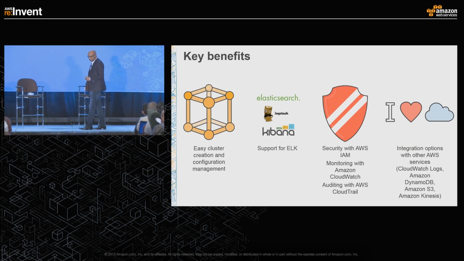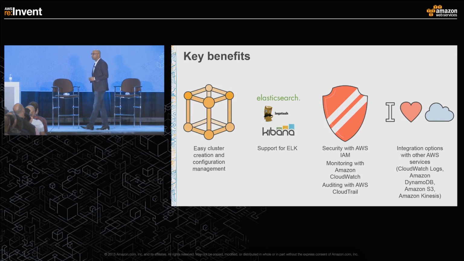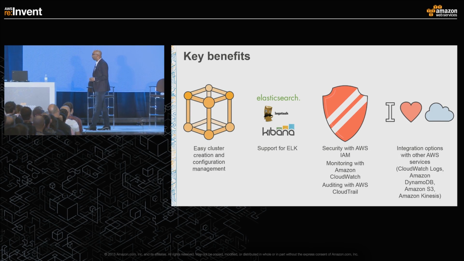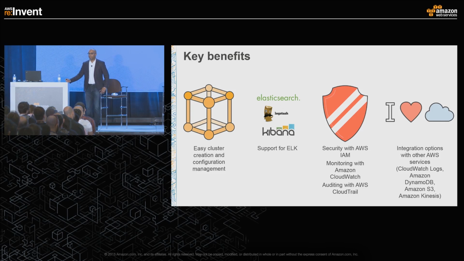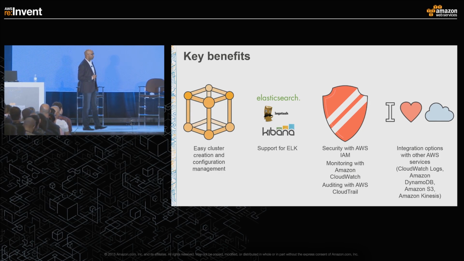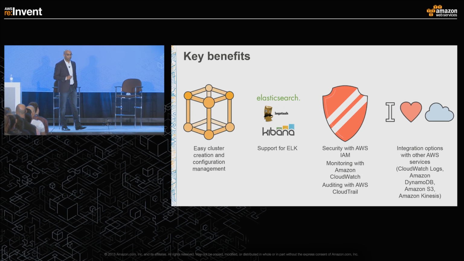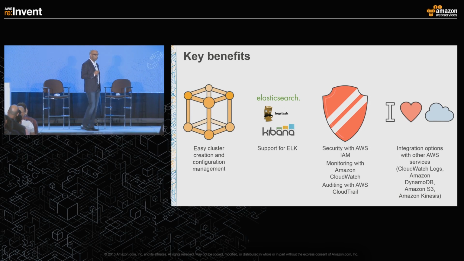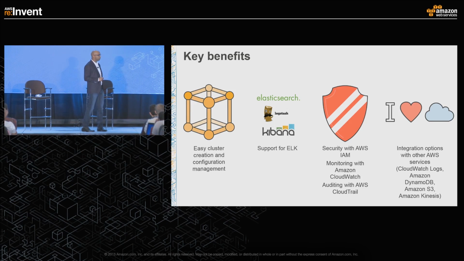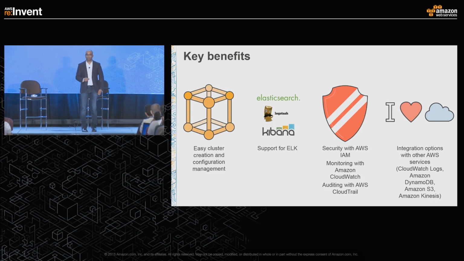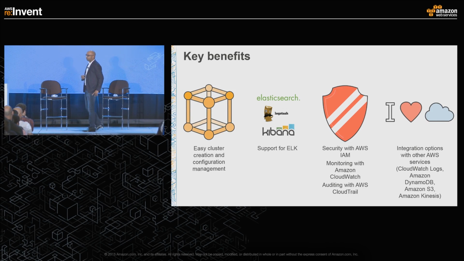The third category is around security, monitoring, and auditing. We'll again dive into this a bit more, but we have integration with AWS IAM for controlling access to your domains, and you can control access at multiple levels. We have integration with Amazon CloudTrail for auditing management commands coming into your domain. We have integration with Amazon CloudWatch for monitoring and metrics, so you can keep track of the performance of your cluster.